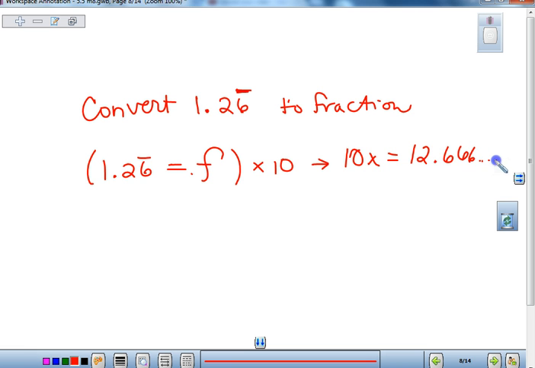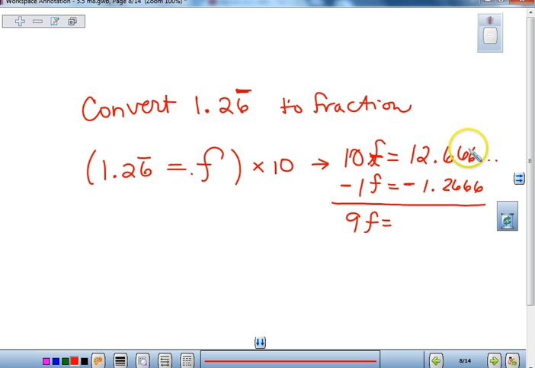12.666 repeating. I'm going to subtract our original f, excuse me, not x, was f. Our original fraction was equal to 1.2666 repeating. So remember, this is 1f, and I'm going to subtract, just like I'm going to subtract on this side. 10f, when I subtract that, minus 1f, gives me 9f.